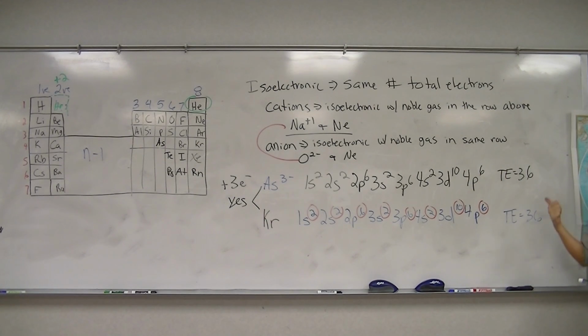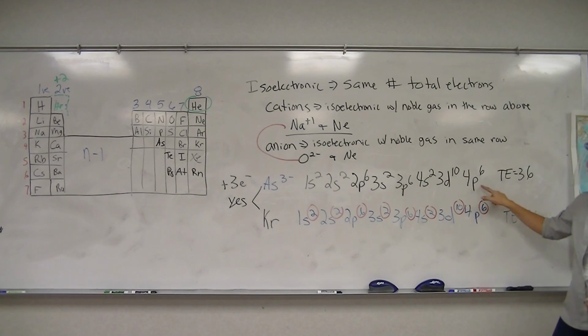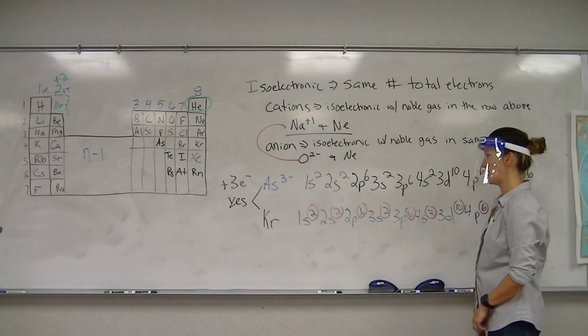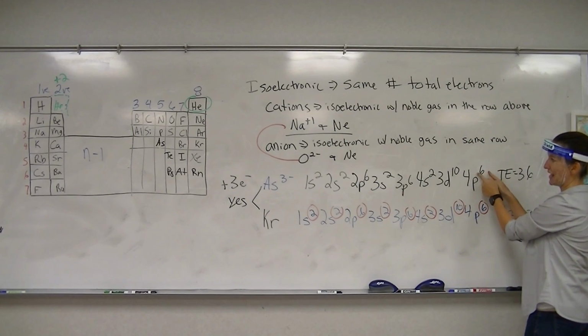You can say, okay, when it's neutral, it's 33. But it's not neutral, it needs 3 extras, so that means its total is now 36. And so is krypton. So yes, they match. I like that one. This way is the long way, but I wanted to show what the electron configuration of an ion is, because you might need to do that on the homework as well. So when you're doing the electron configuration, you're adding to the last part.